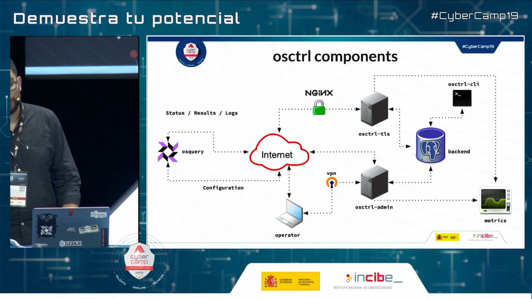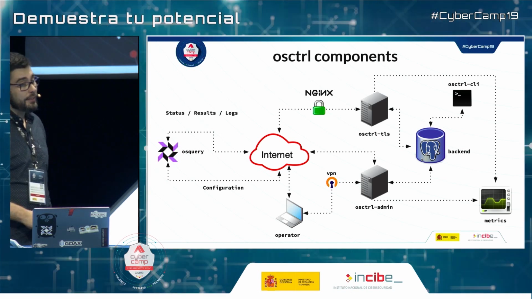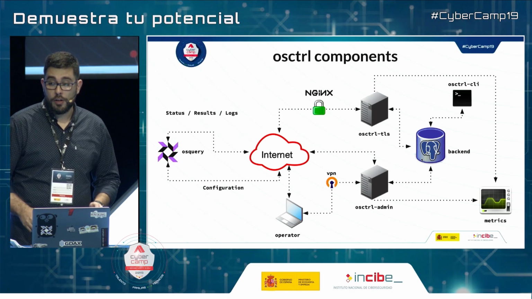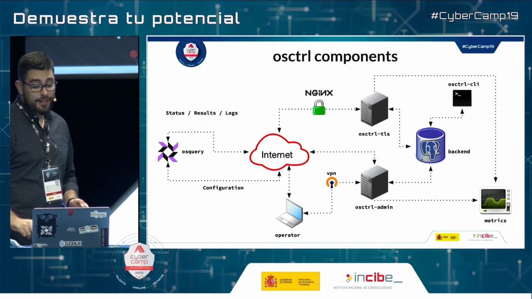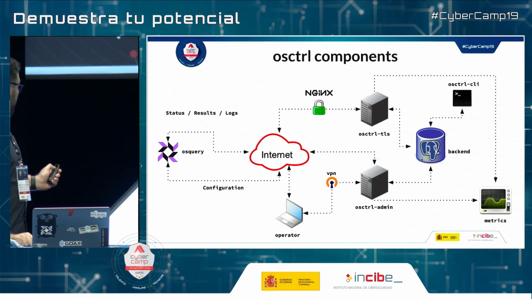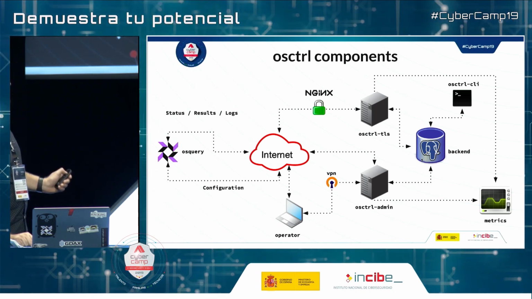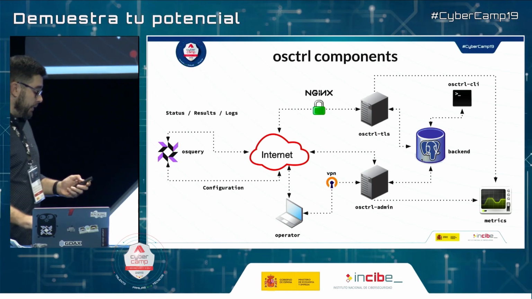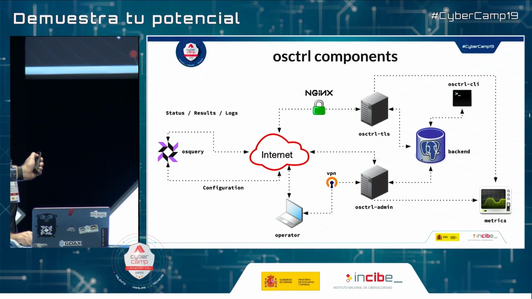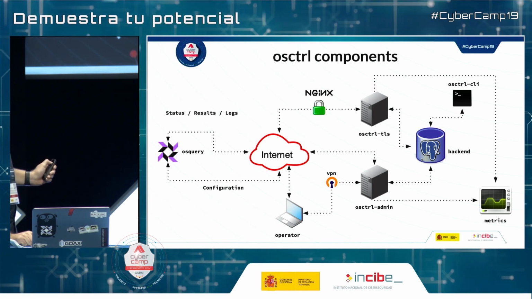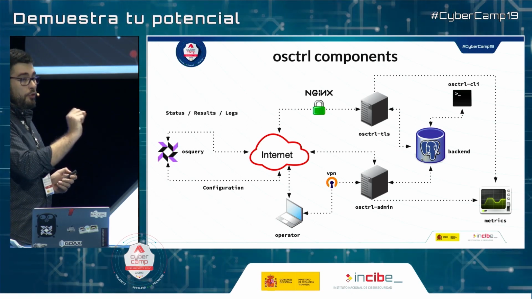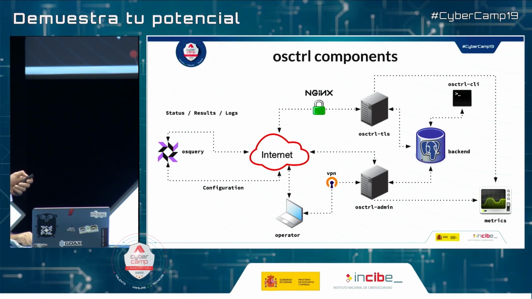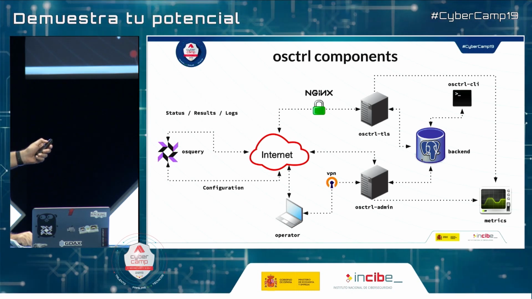So this is the diagram of the osctrl components. There is one thing missing here that is implemented, but it's not documented, but it's in the repository. This diagram looks a little bit crazy, but it's not complicated, but I'd like to point a couple of things out. And I'll probably point out a few more things as we go along.